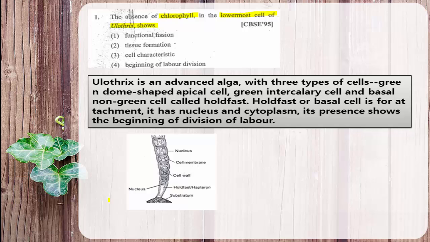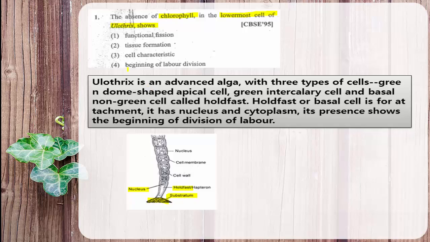It is the image of an Ulothrix filament. It is the substratum, to which the holdfast is attached. The cell of the holdfast has a nucleus, but it is without any chlorophyll because it is not involved in photosynthesis. It is meant for attachment to the substratum. In the filament of Ulothrix, all the cells belong to the same alga, but the lower cell is without chlorophyll because it is not doing photosynthesis. It is attaching to the substratum.